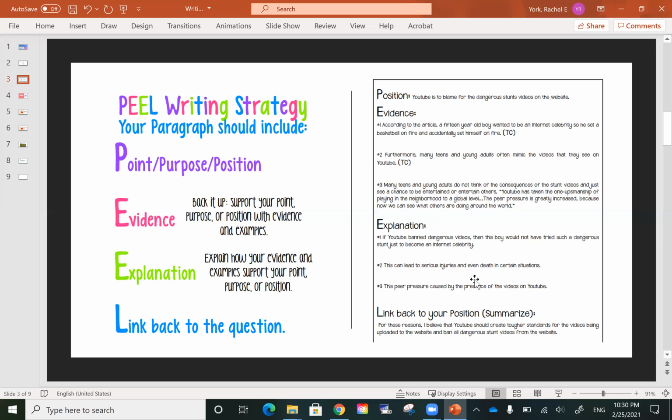So these are explanations that tie your evidence to your position, and then your link back to the position, linking back to the question. It says, "For these reasons, I believe that YouTube should create tougher standards for the videos being uploaded to the website and ban all dangerous stunt videos from the website." All right, so this is a restatement of the position, okay?